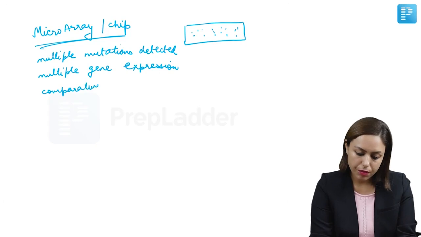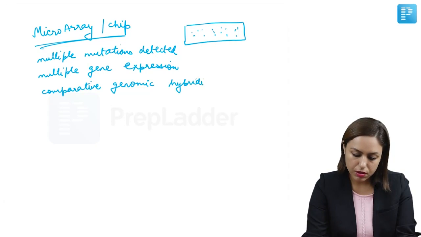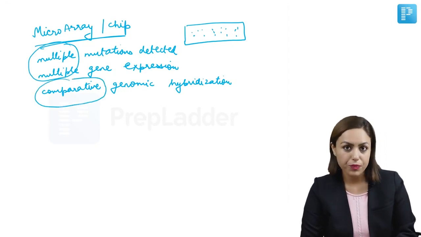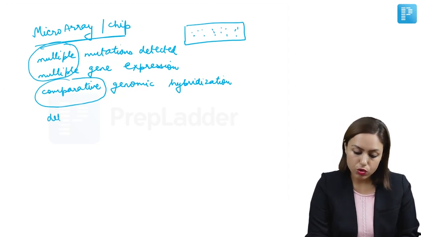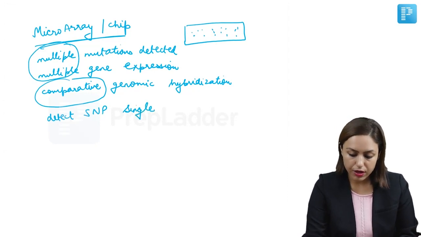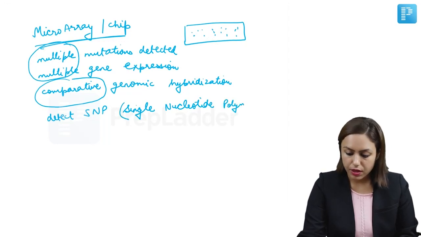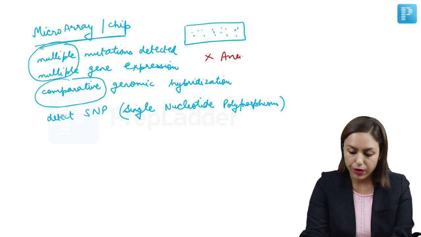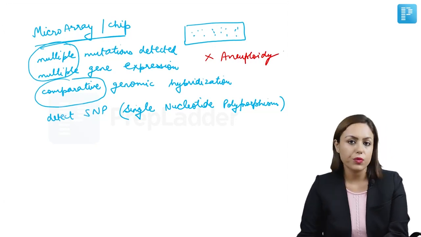Comparative genomic hybridization can be done. So basically, if anything multiple or anything comparative is asked, go for microarray. And microarray can also detect SNPs. What is SNP? A single nucleotide that is variable in different populations. That is single nucleotide polymorphism. Okay, but microarray cannot detect aneuploidy, that is monosomy and trisomy.